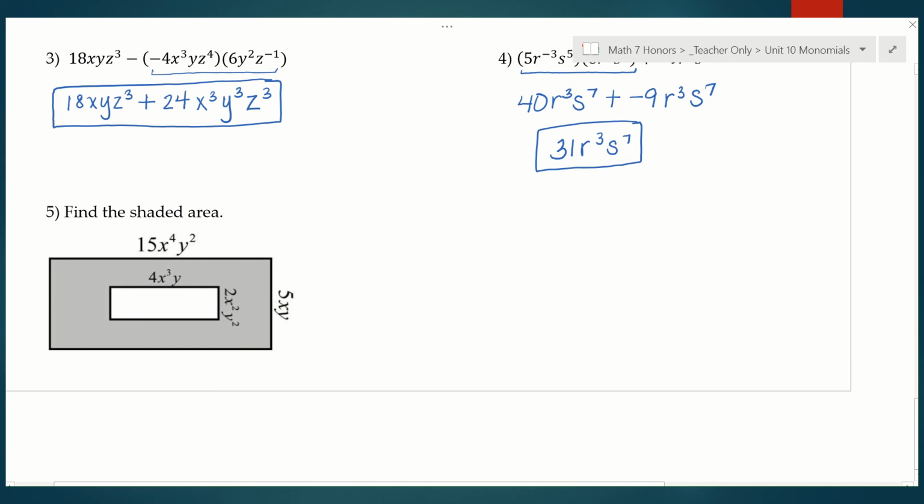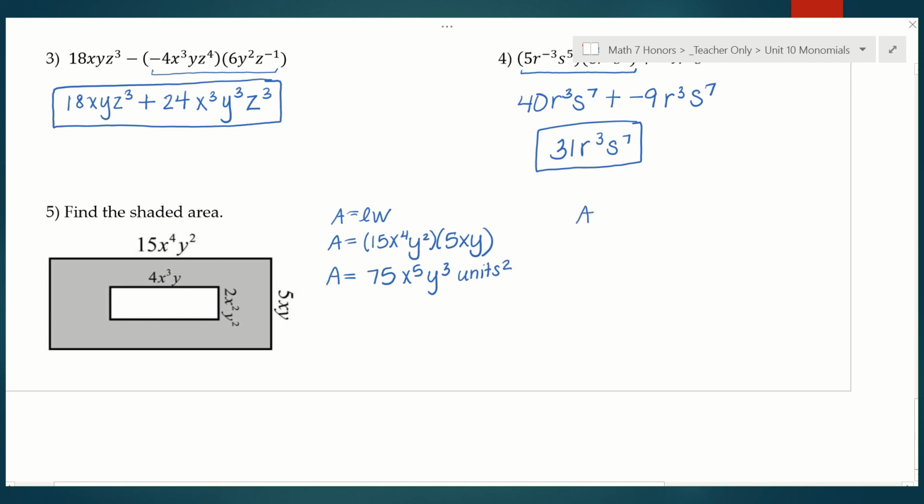So the way that we do this is we find the area of the big rectangle, we find the area of the smaller rectangle, and then we subtract the two, and that gives us the remaining area, the shaded area. Okay, so let's go ahead and start with the area of the big rectangle. So length times width. So the length is 15x to the fourth y squared, and the width is 5xy. So when I multiply those, 15 times 5 is 75. X to the fourth times x is x to the fifth. And y squared times y is y to the third. Okay, so the area of our big rectangle is that.